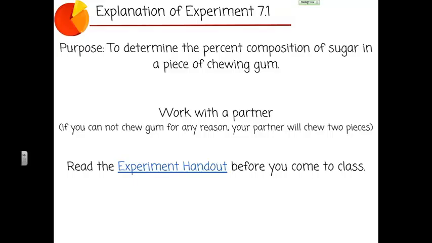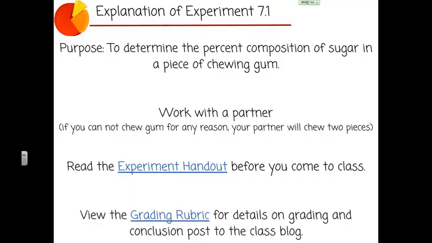Please read the experiment handout before you come to class to learn the procedures for this experiment and what type of calculations you will be conducting. Also view the grading rubric for details on grading and information about your conclusion post on the class blog.